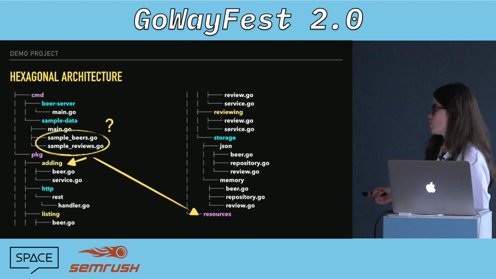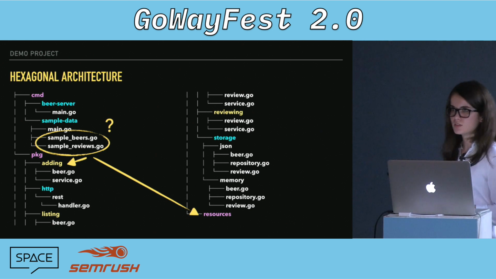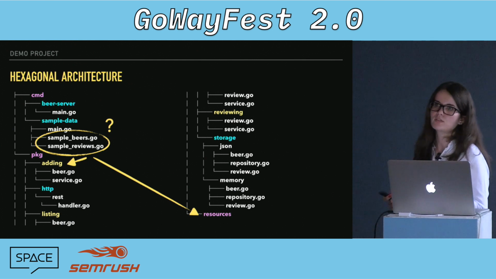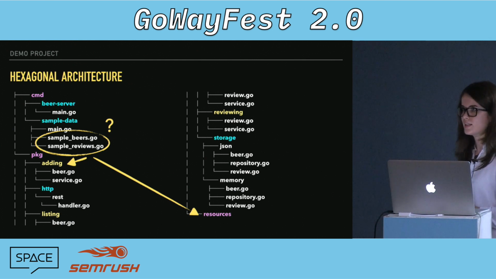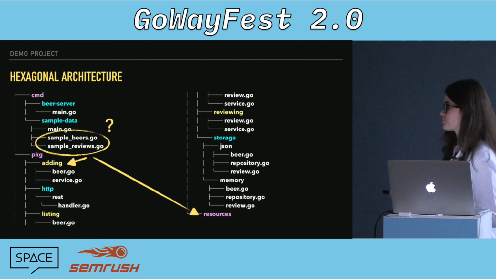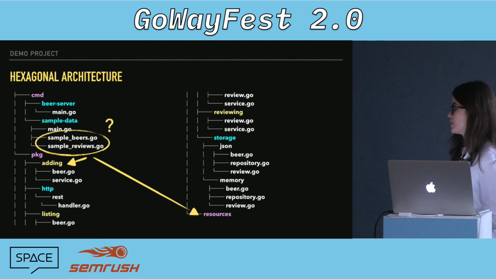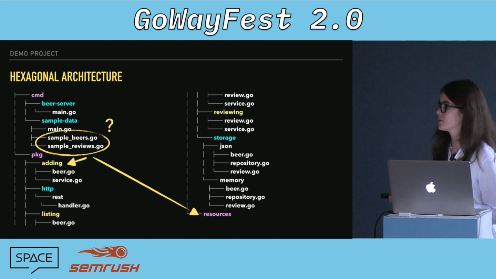Or I could have a top-level resources directory and define those sample data in a non-Go format, so in a YAML file or in a JSON file. And then when I run my beer server here, the beer server could read those files in, parse them into the Go slices, and then pass that to be added. So probably if this was a production application, I would do something like this. I would define them just in a top-level resources directory.